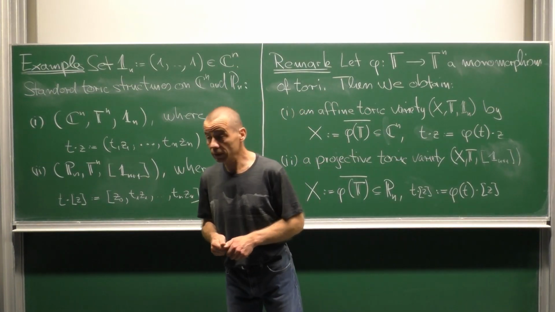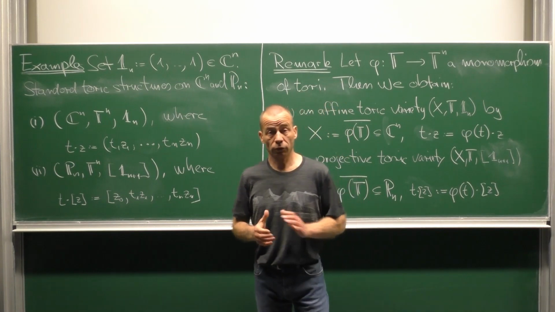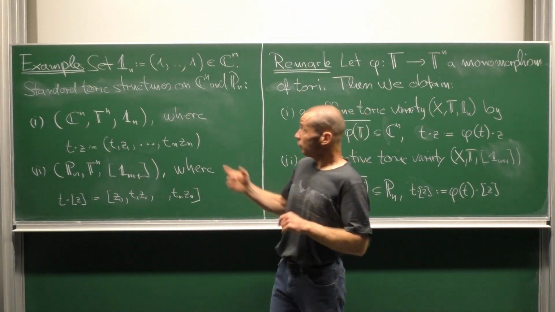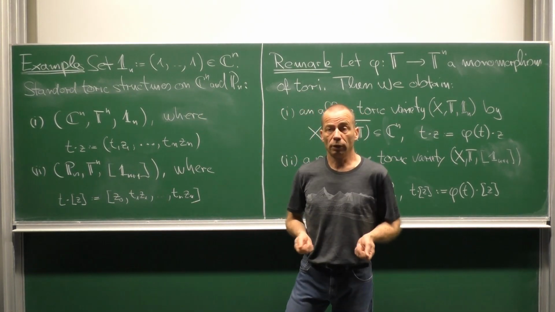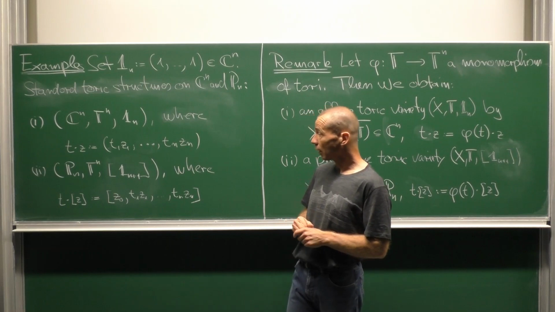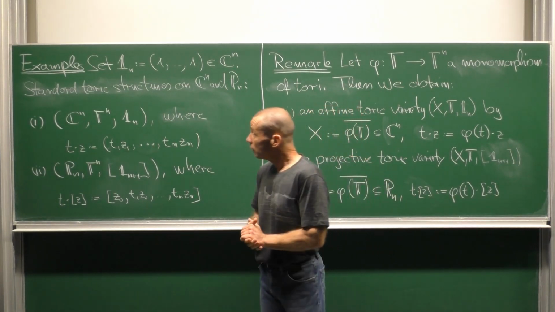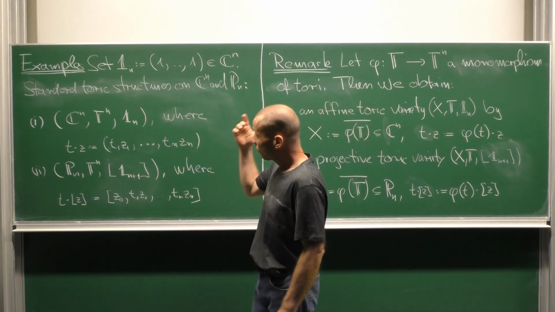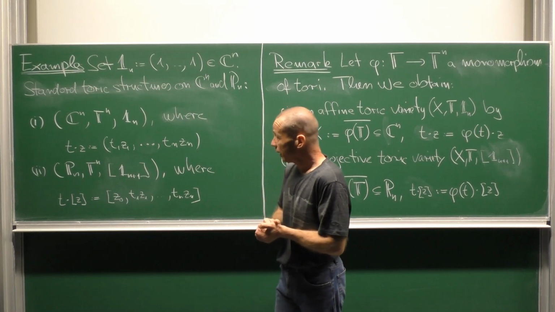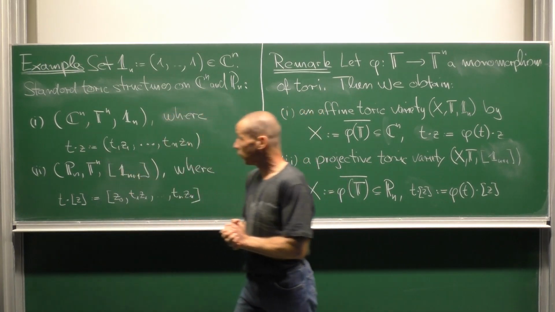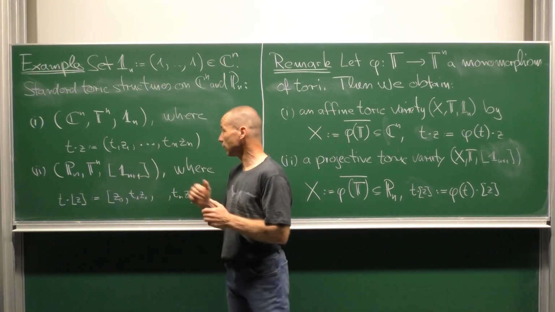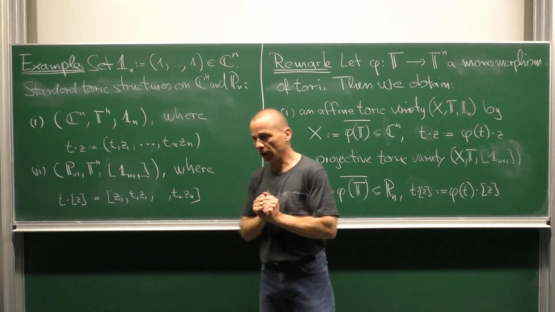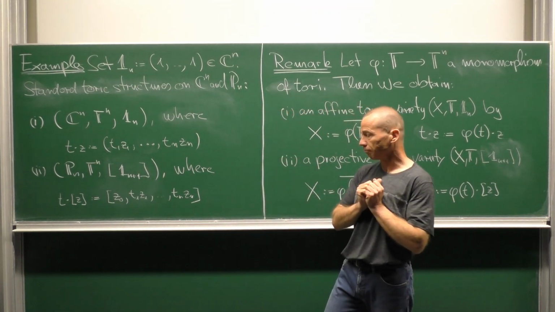Let us look at more examples. First we introduce the standard toric structures on Cn and the projective space Pn. Define 1_n to be the point in Cn having only coordinates equal to 1. Then our standard toric structure on Cn is the following. The acting torus is Tn and an element T acts on a vector Z by T1 Z1 up to Tn Zn. Taking 1_n as a base point, we have our standard toric structure on Cn.